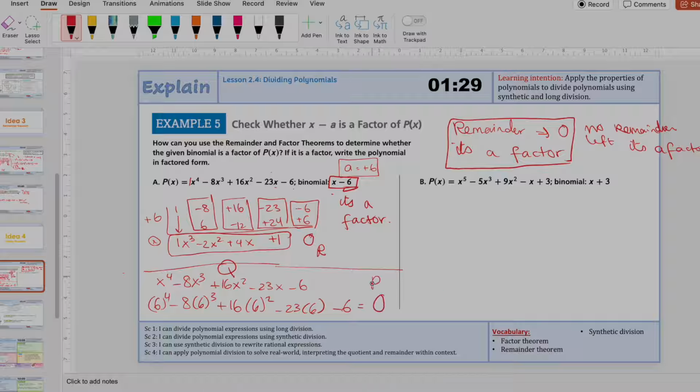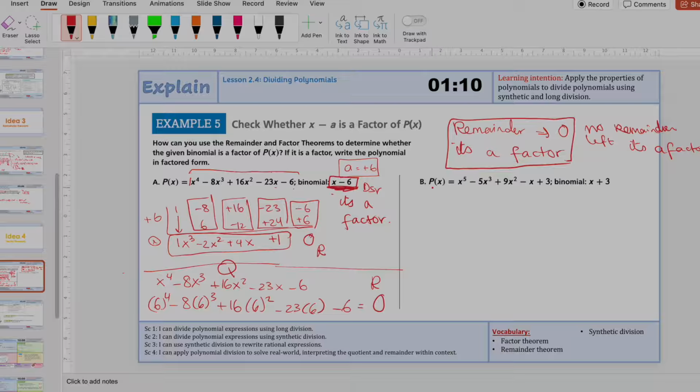This shows that the remainder is 0, so this is a factor. Which one is the factor? It's x minus 6, not the divisor. Not the dividend, sorry. The divisor is a factor and not 6.